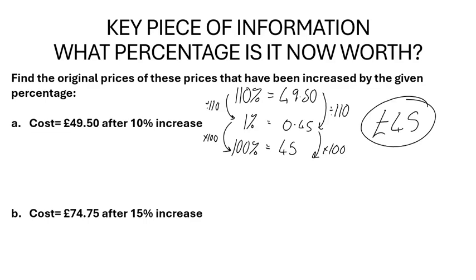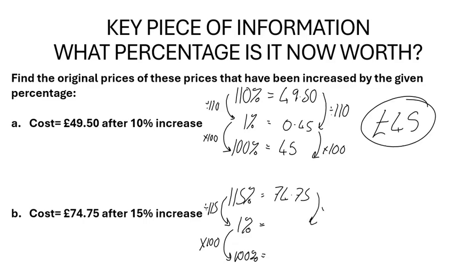Similarly, second one here, the cost is £74.75 after a 15% increase. What was the original? Well, in this case, when we find the percentage we currently have, I've increased by 15%, so I now have 115%. And I know that that's going to equal this £74.75. I can now work with that in a similar fashion. Scale it down, and in this case, I'm going to find out what 1% is, then scale it up to get the original. Scaling it down, we're going to divide by 115, scaling it up, times it by 100. Then, same idea, treat it like algebra, do the same to the other side.